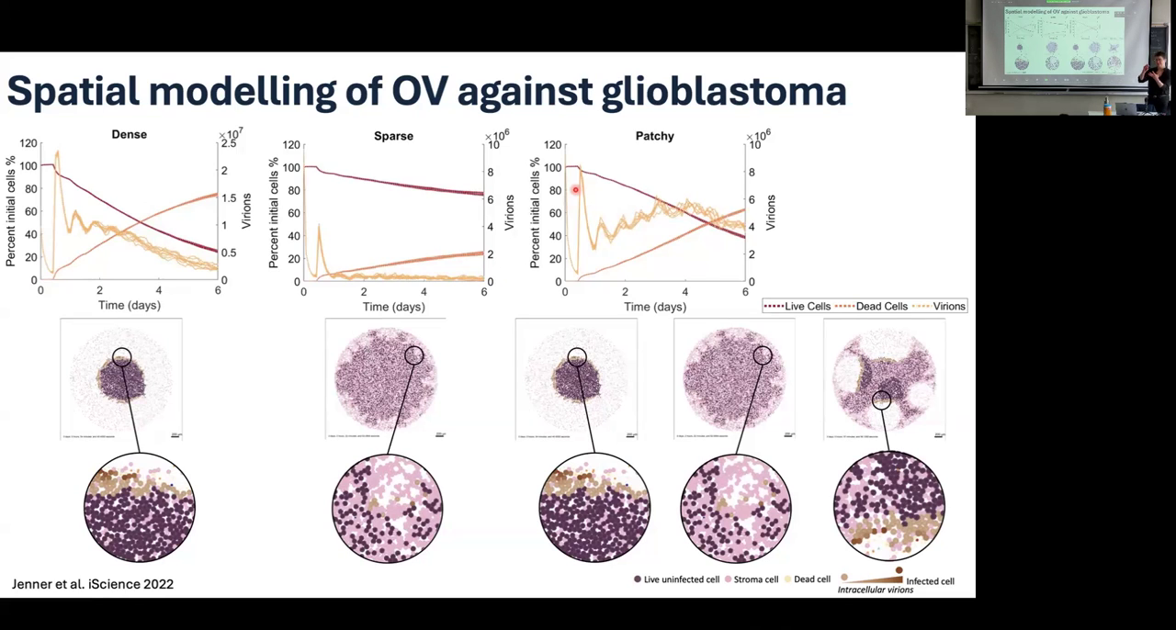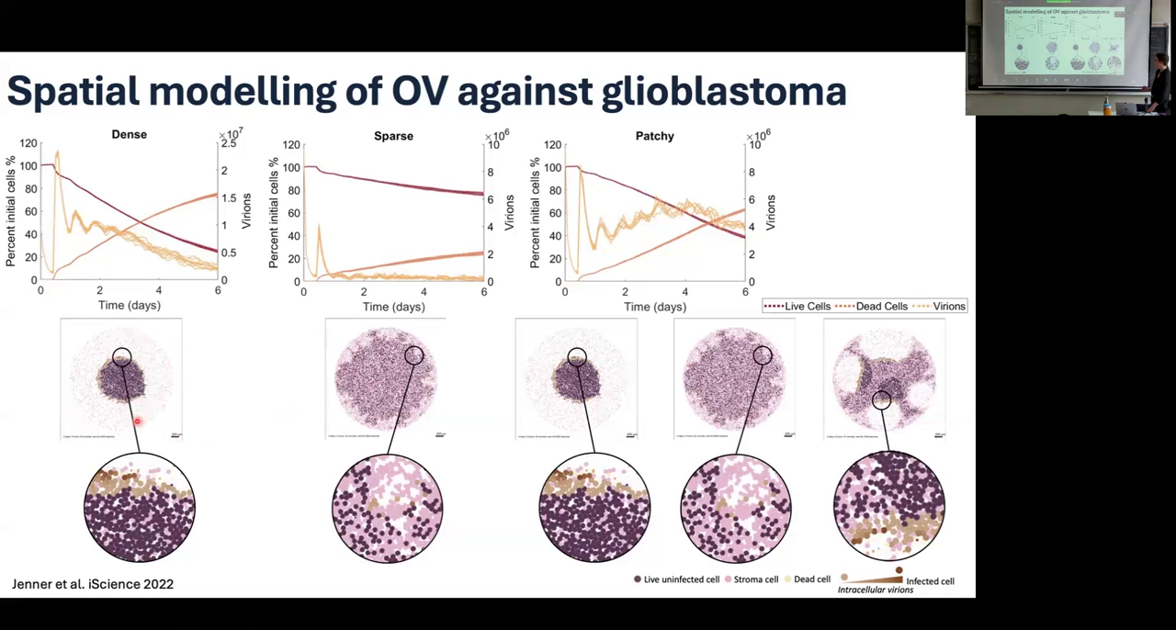Because when you have dense tissue and you can have these infections happening locally, then you can kill more cells. When you have very disparate and patchy tumors, the oncolytic virus really has to go far to find the tumor cells that it can infect. And so with the agent-based model, this is what we looked at.